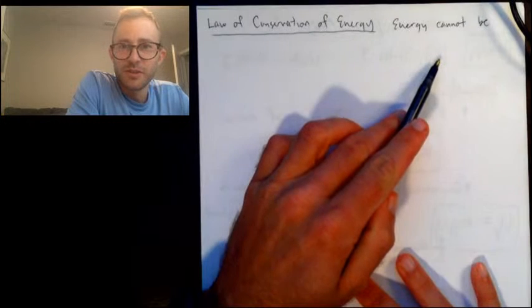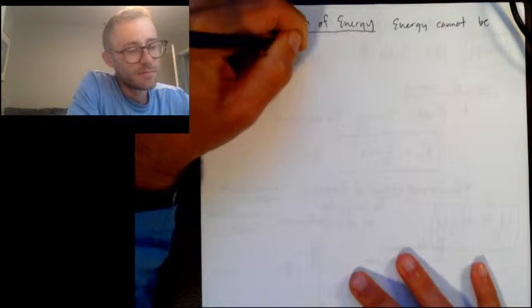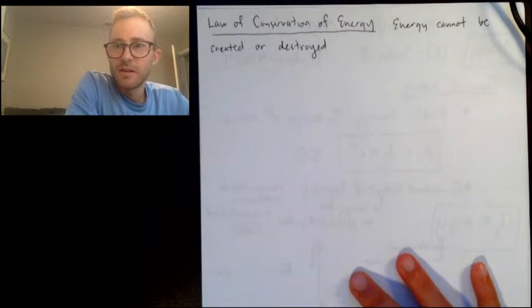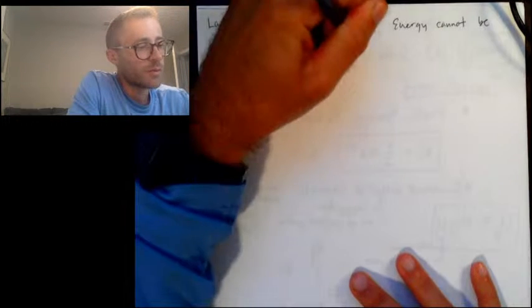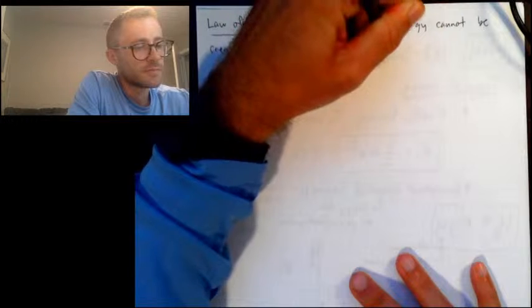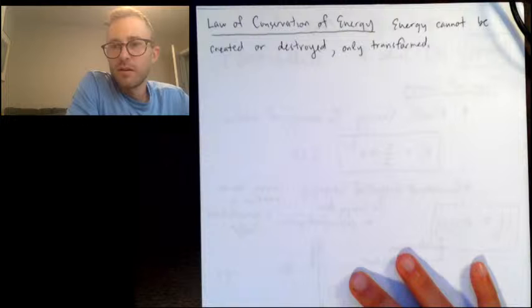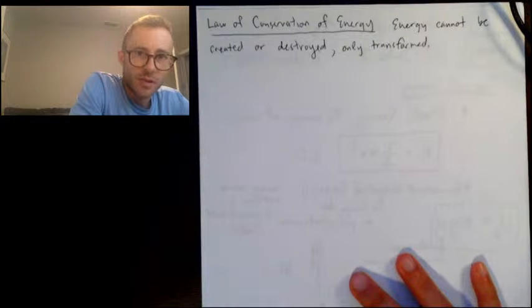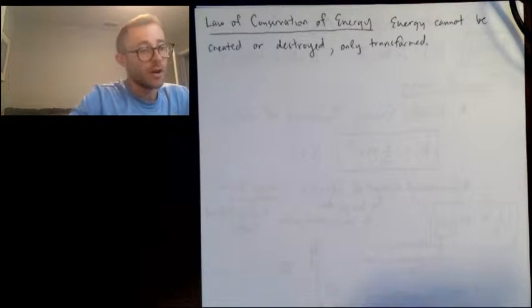Law of conservation of energy. Energy cannot be created or destroyed. Okay? It can only be transformed. All right? So energy cannot be created or destroyed. It can only be transformed. So for example, what if, and it can be transferred, I should say.